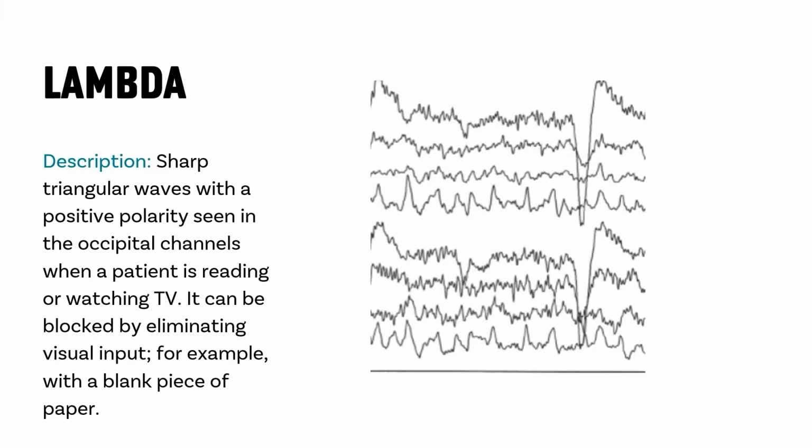This is lambda. The lambda is sharp triangular waves with a positive polarity that are seen in the occipital channels when a patient is reading or watching TV or doing something that would cause similar eye movements. If you wanted to prove that it's lambda, not that it's necessary, you could have the patient stop looking at what they're looking at. You could block their visual input, say by putting a blank piece of paper in front of them, and then you would see that lambda attenuate.